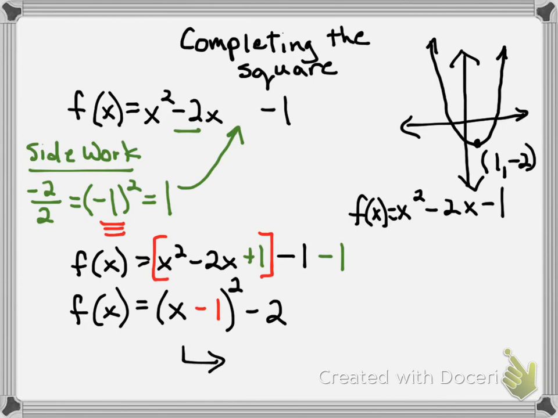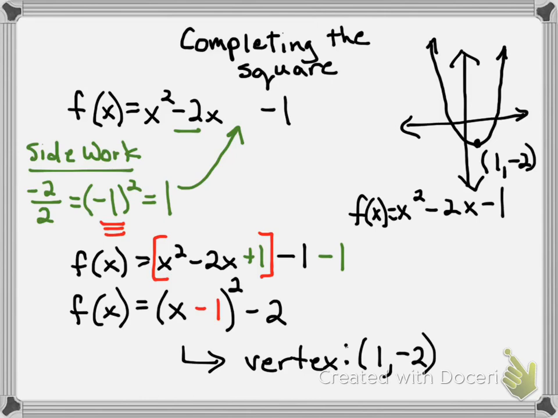And if you were to write the vertex from this form, you would have it end up as 1, -2. And as you can tell, that matches completely with the graph that I had set up at the start of this video. So anyway, it takes practice. It feels like a lot of steps, but once you get the hang of it, there really aren't that many.